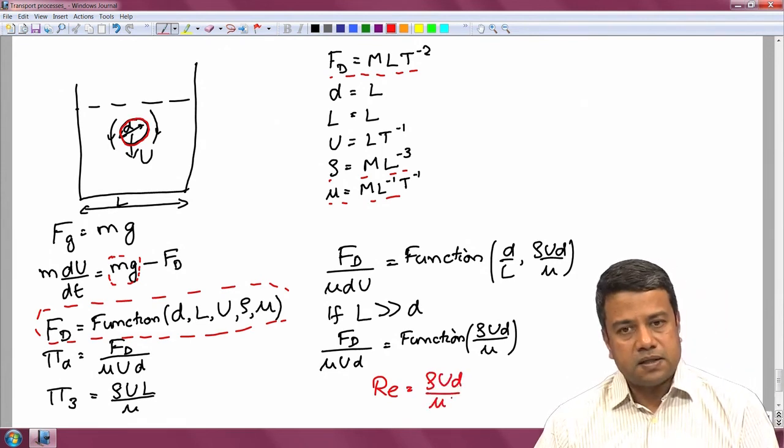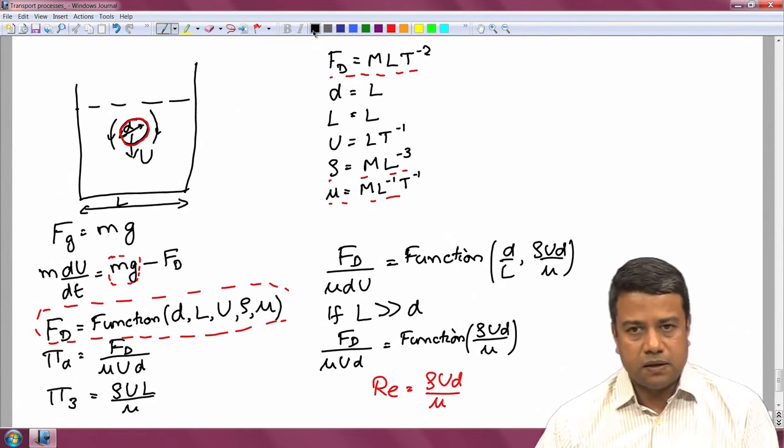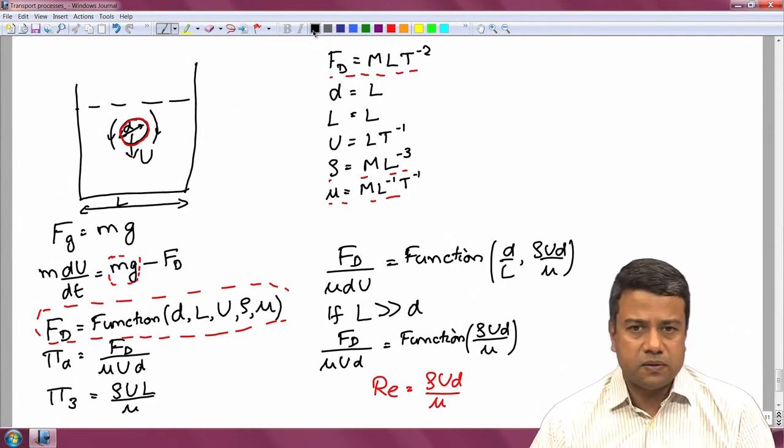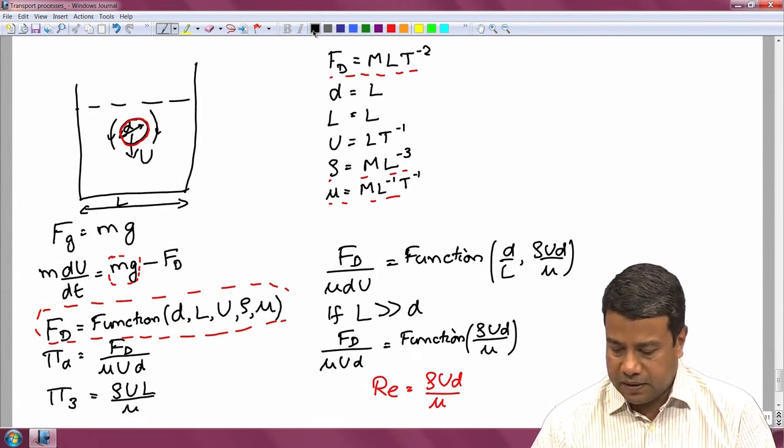It has the fluid density in the numerator and it has the fluid viscosity in the denominator. So, it is some ratio of the fluid inertia and the fluid viscosity.